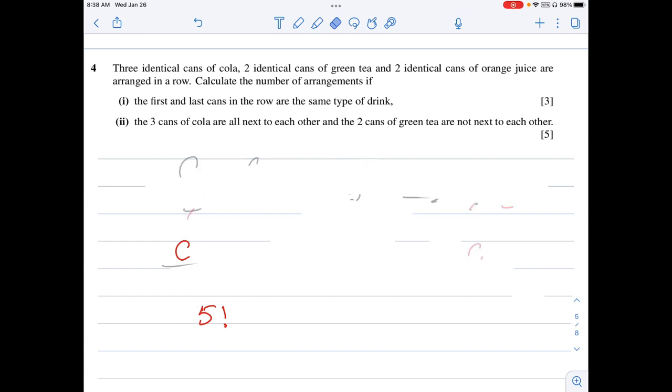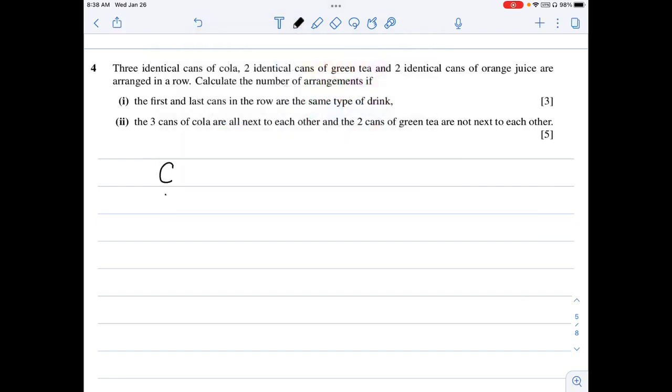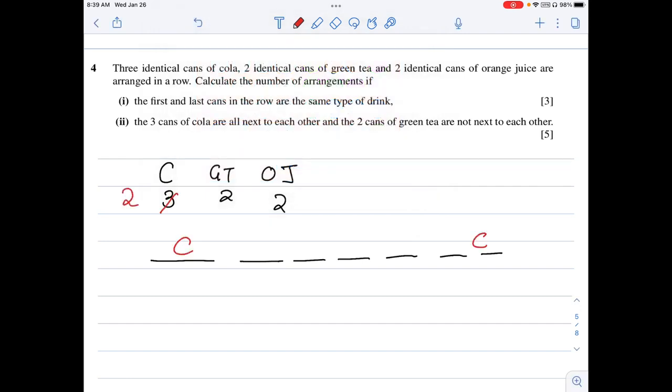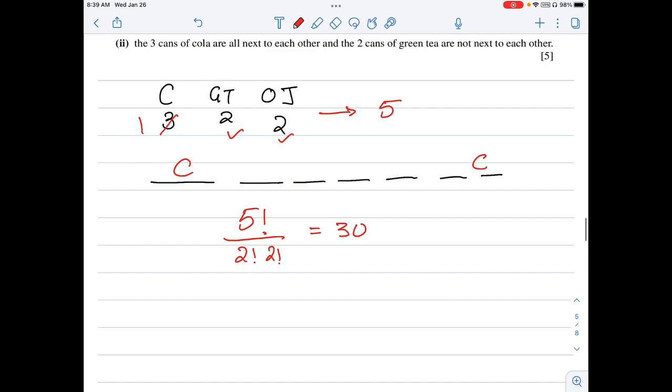Or else I write it out neatly once again. Let us start again. He says colas are 3, green teas are 2, and orange juice are 2. So I have to arrange these 7. 1, 2, 3, 4, 5, 6, 7. So starting with cola, ending with cola. So 2 are done, and I'll be left over with 1 cola. So totally how many am I left over with? Nothing but 5 more. This 5 can be arranged in 5 factorial. But 2 are orange juice, so divided by 2. 2 are green tea, so divided by 2. So this is going to be 30, if it was starting with cola and ending with cola.